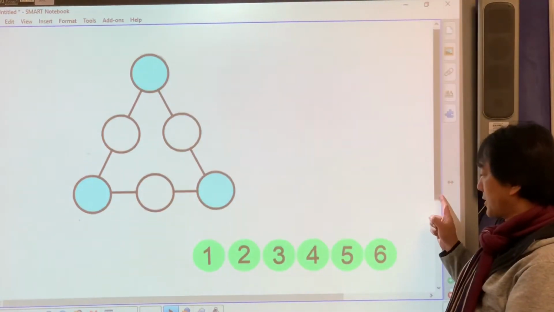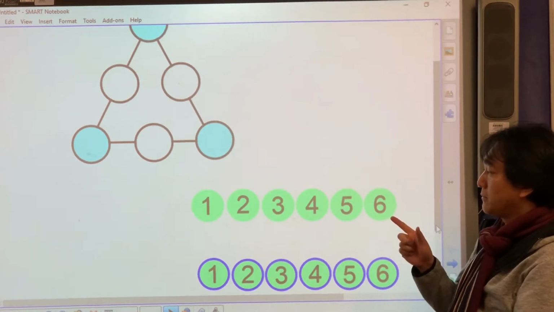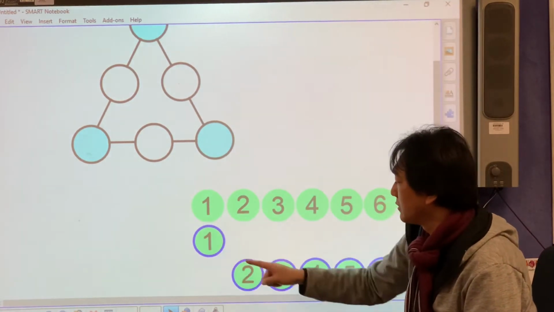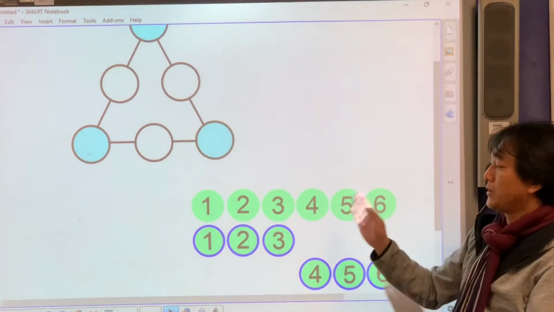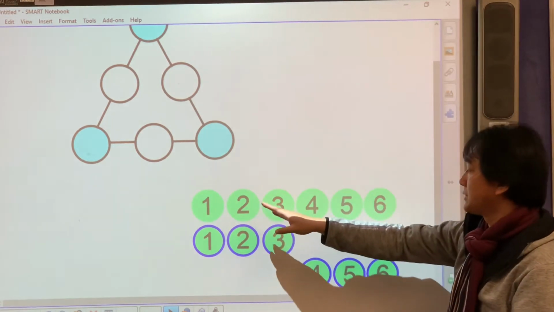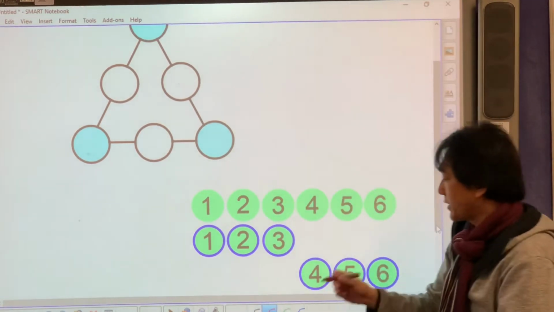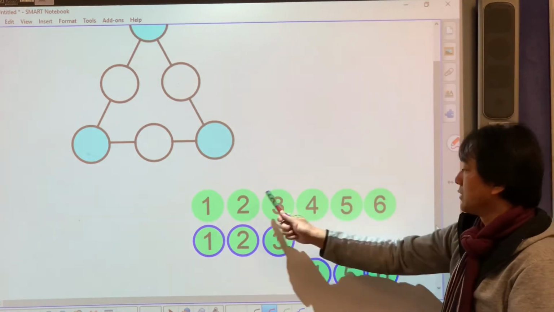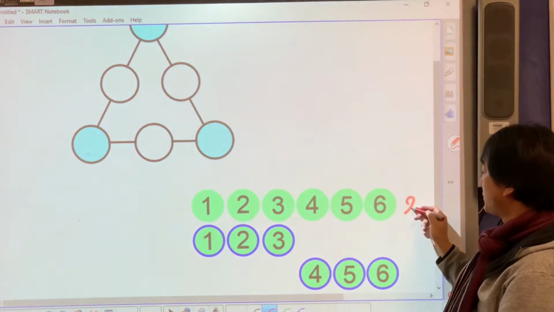So I actually have extra numbers here. In the magic triangle, the first magic triangle, I had 1, 2, and 3. I put these three numbers in the corner. So 1 plus 2 plus 3 plus 4 plus 5 plus 6 is actually 21. Can you see 1 plus 6 is 7, 2 plus 5 is 7, 3 plus 4 is 7, 3 sevens are 21. This is 21.